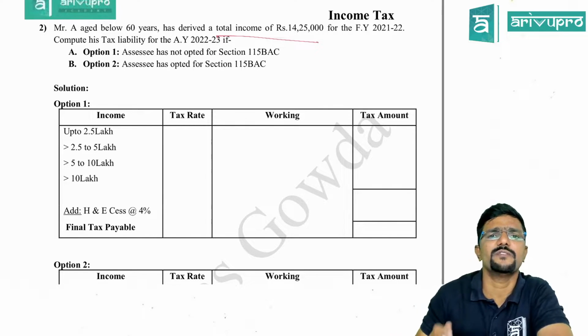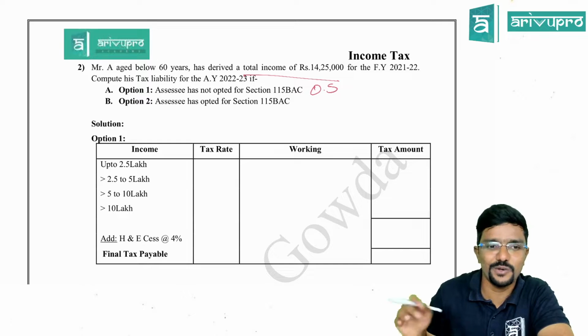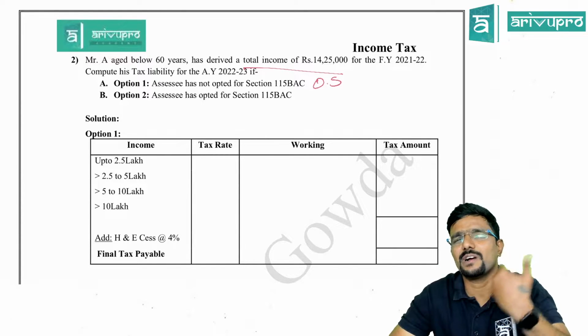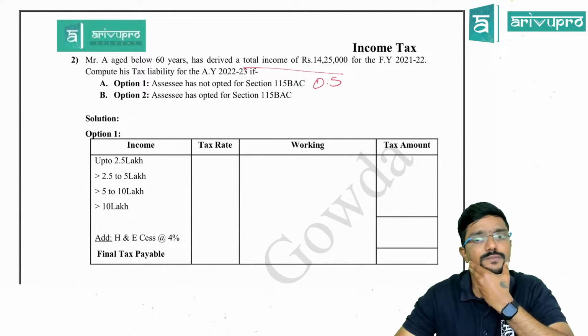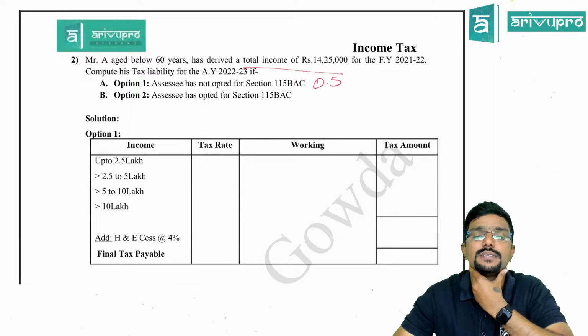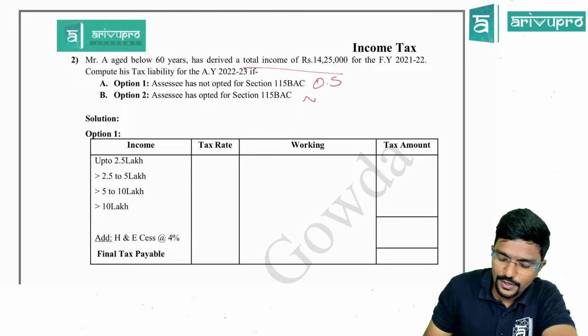That means he is following which scheme? Come on guys, he is following the old scheme. If he is not following the new scheme, it is understood that he is following the old scheme, or we call it the existing scheme also. Next, option 2. Assessee has opted for section 115 BAC. That means he has opted for the new scheme.